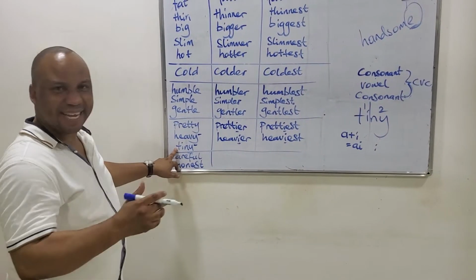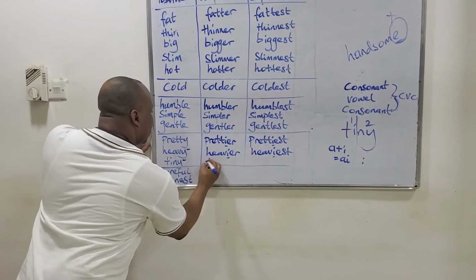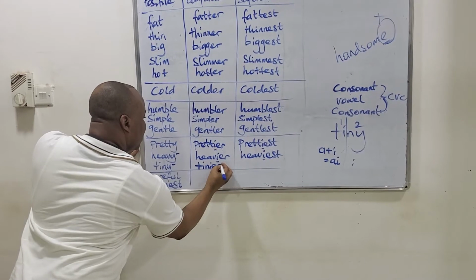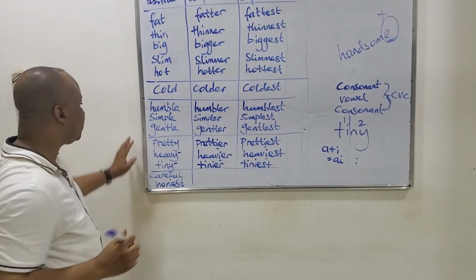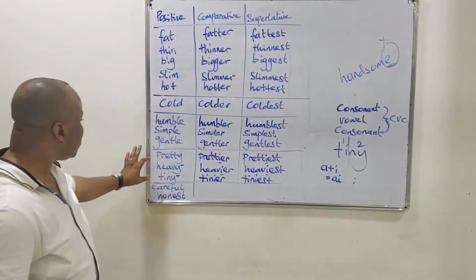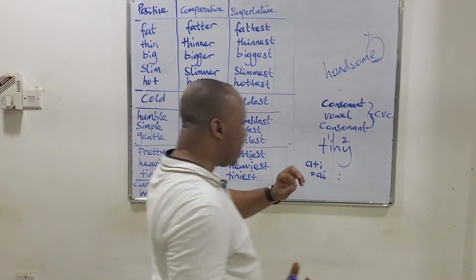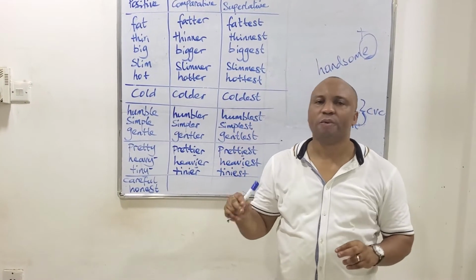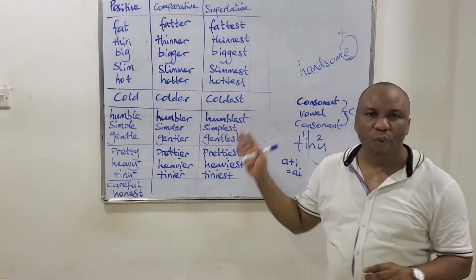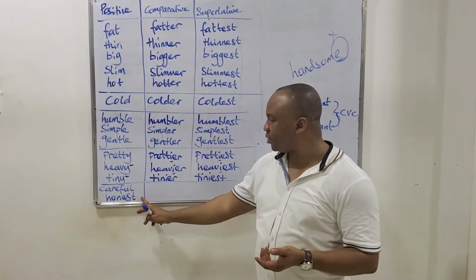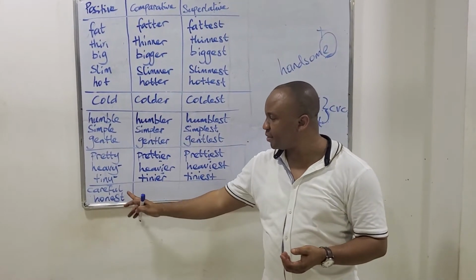So tiny, two syllables, the same rule. Tinier, tiniest. So this is all about adjectives made up of two syllables where the last letter is Y, okay? So we come over to the next group.